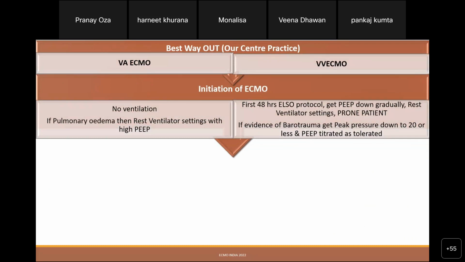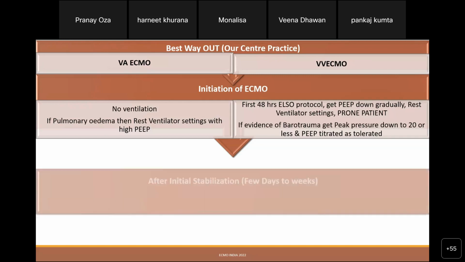Respiratory settings, and we try to prone the patient if there's no contraindication. If there's no evidence of barotrauma, then we proceed; if there is evidence of barotrauma, then we get the pressures down to less than 20, and PEEP we titrate as I told you.